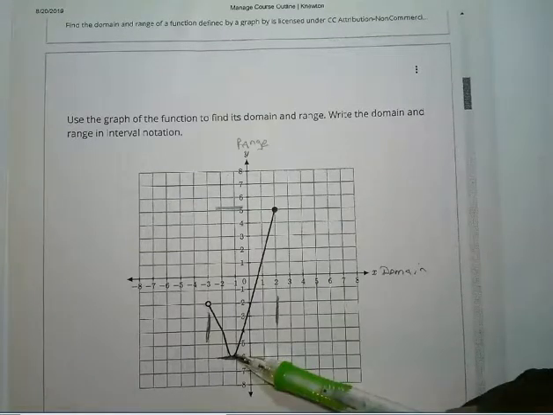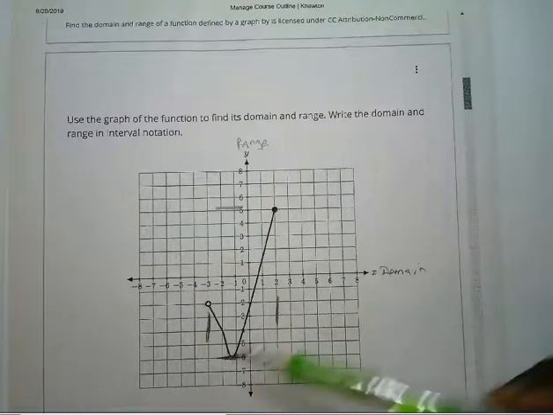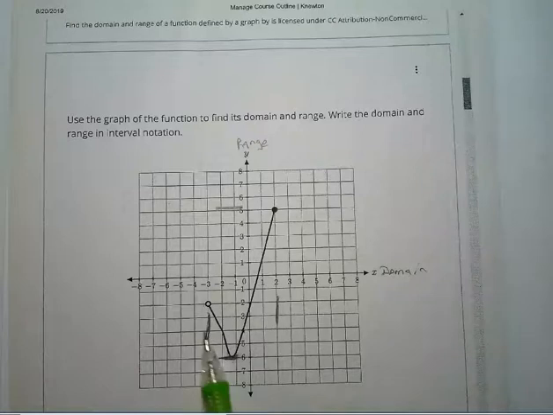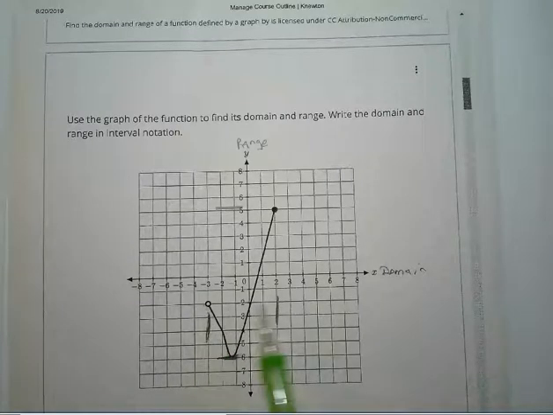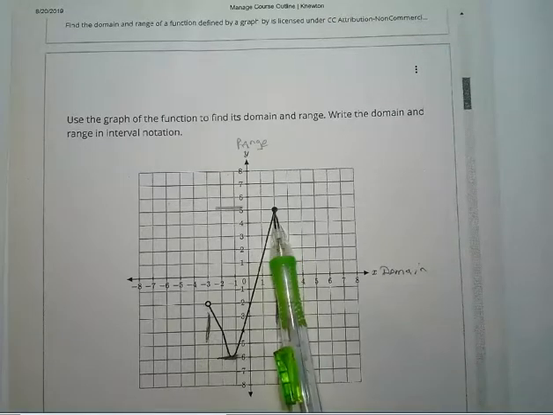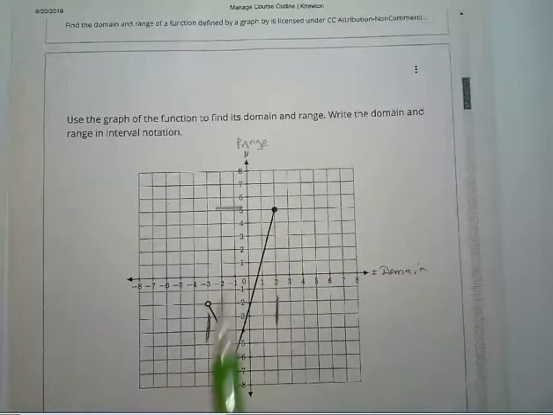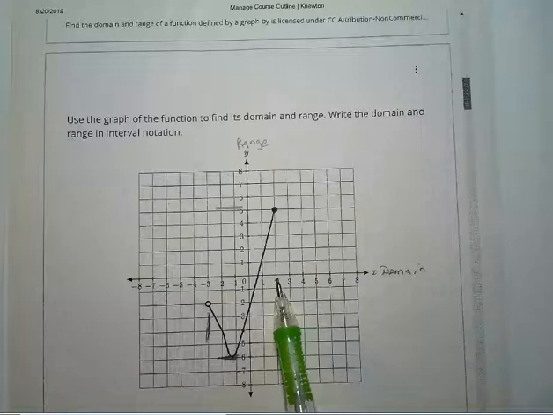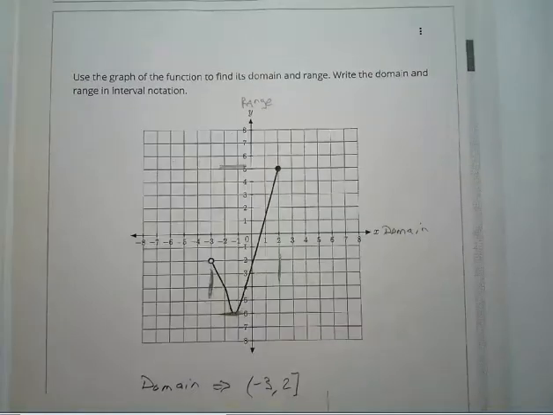Same thing with our domain. From left to right, this graph starts at -3, but with an open circle. And it goes all the way to the right over +2 with a closed circle. So that means our domain is going to have -3 with the parentheses because of the open circle, all the way to 2 with the bracket because of the closed circle. So that's our domain.